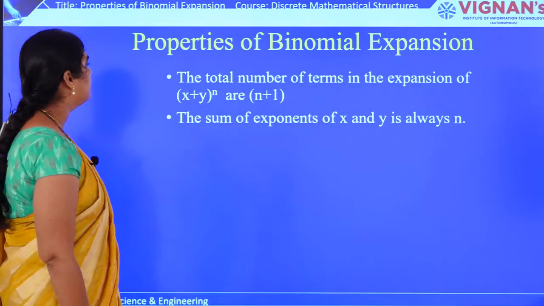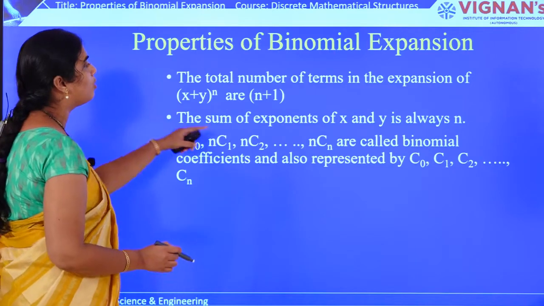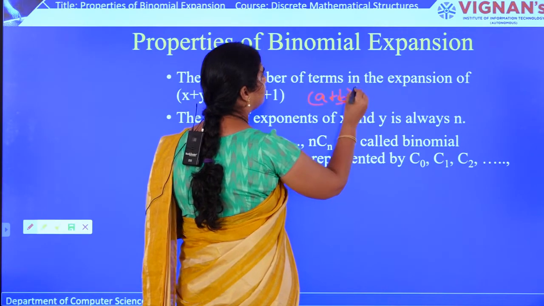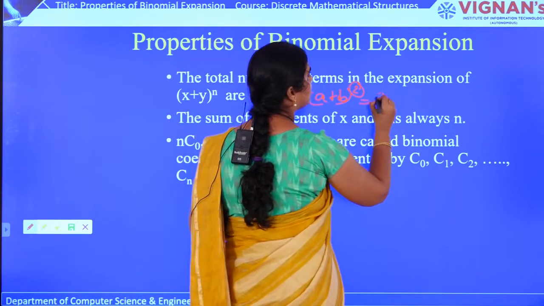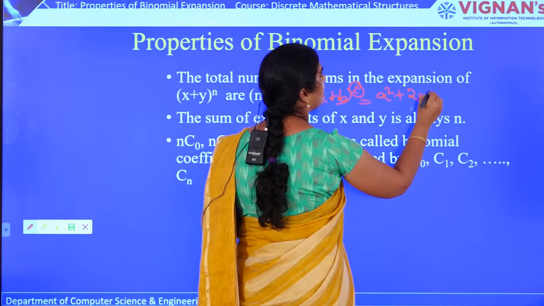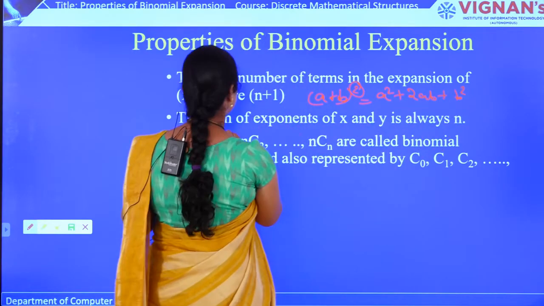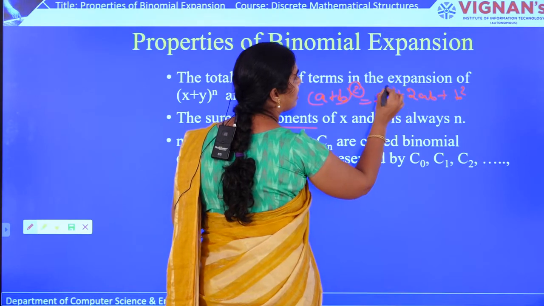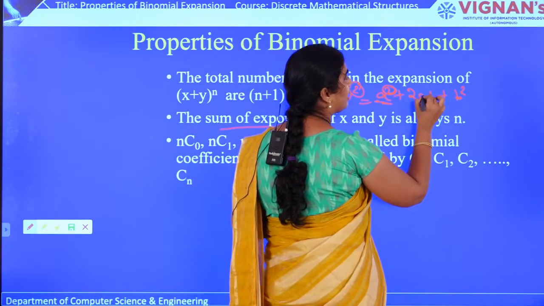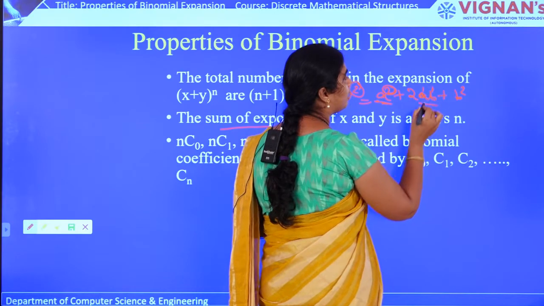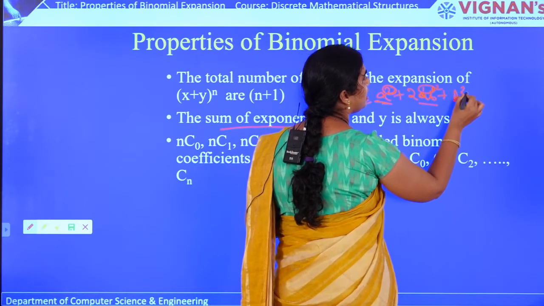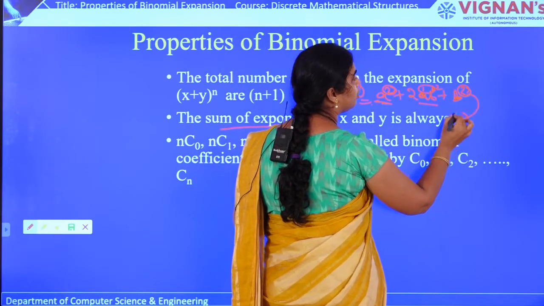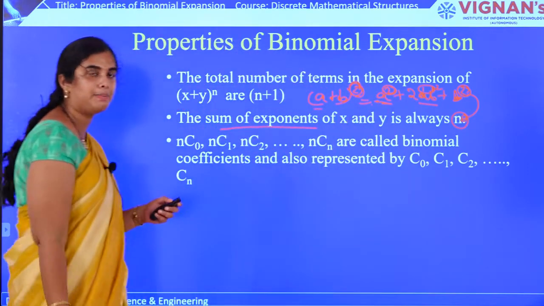Coming to the second property, the sum of exponents of x and y is always n. That means I am expanding a plus b whole square. Here n equals 2. If I expand this, we will get a square plus 2ab plus b square. What is the exponent of a square? 2. What is the exponent of ab? Exponent of a is 1, exponent of b is 1. So, here also 2, and for b square it is 2. So, whatever term you take, the sum of the exponents should be equal to n, which is 2 in the case of a plus b whole square.